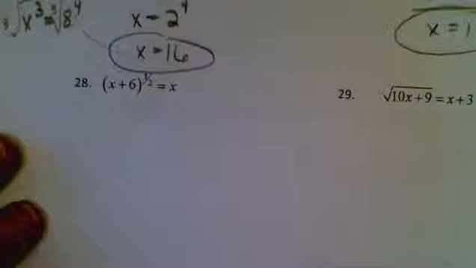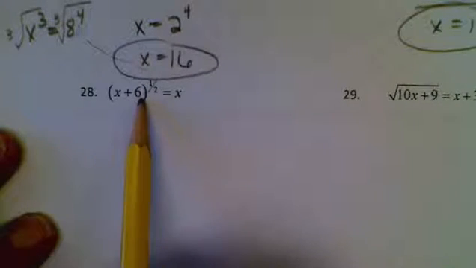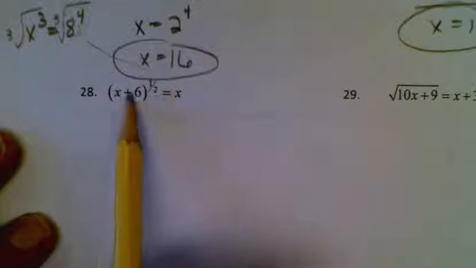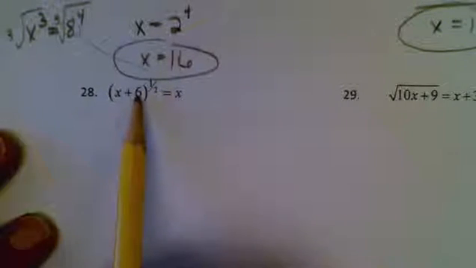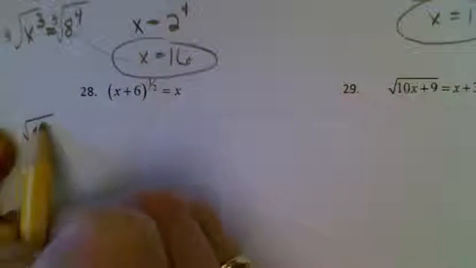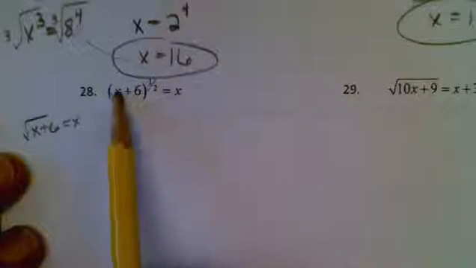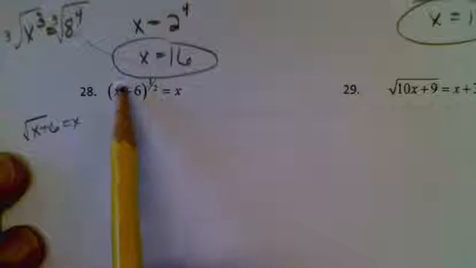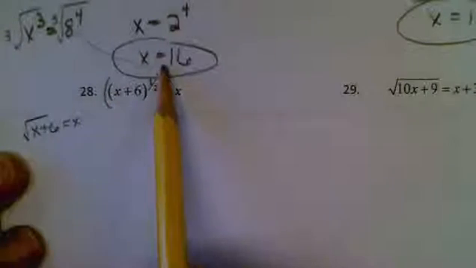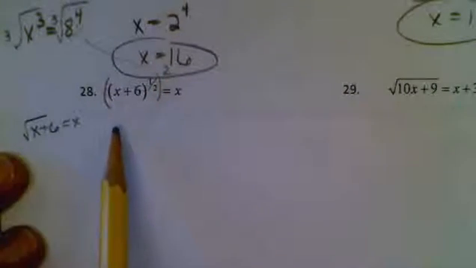All right, and then when we get to 28, we have x plus 6 to the 1/2. So again, you could think of that as the square root if you want to. The square root of x plus 6 equals x. And see that you have to square both sides. But again, if you have something raised to the 1/2 power, you can just say you want to raise it to the reciprocal power, so you want to square it.